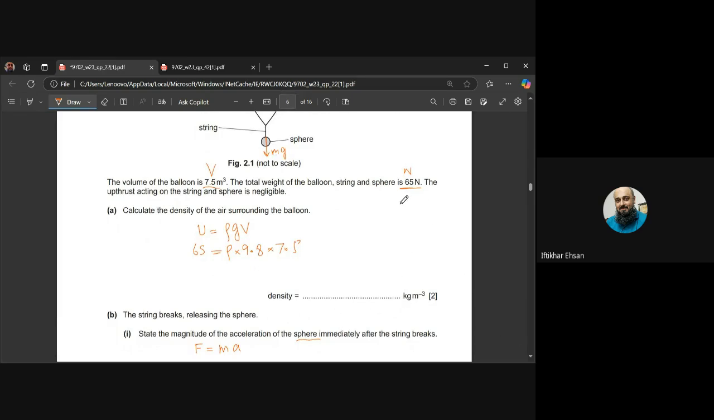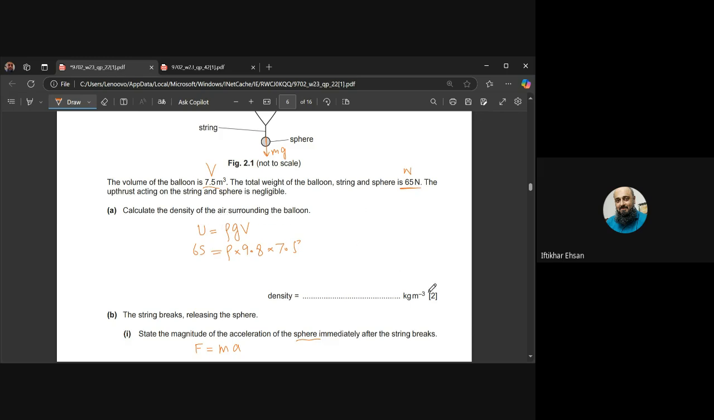Sphere has the total mass, balloon and string, sorry, and the total weight of balloon, string, and sphere is this. So that was the total weight of all the things.